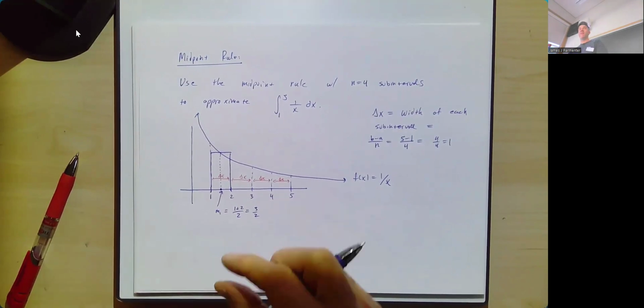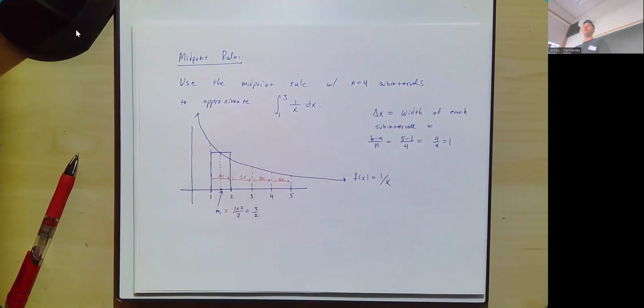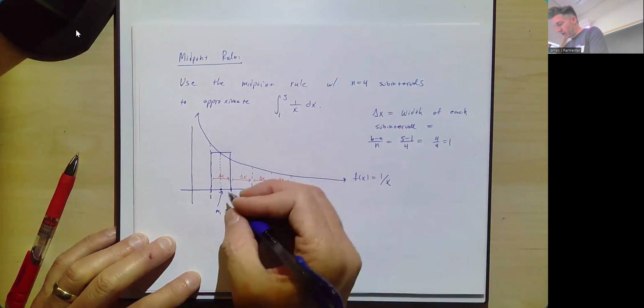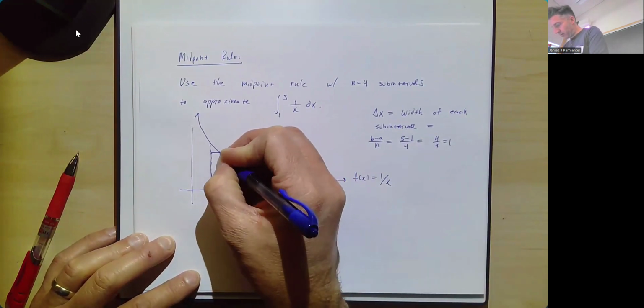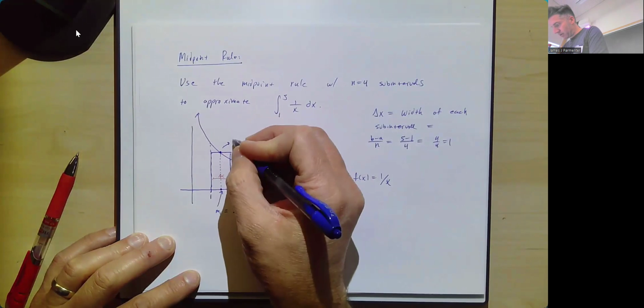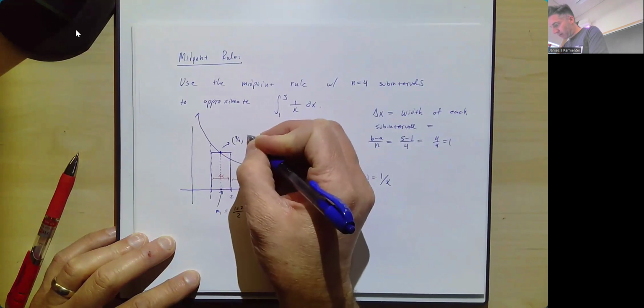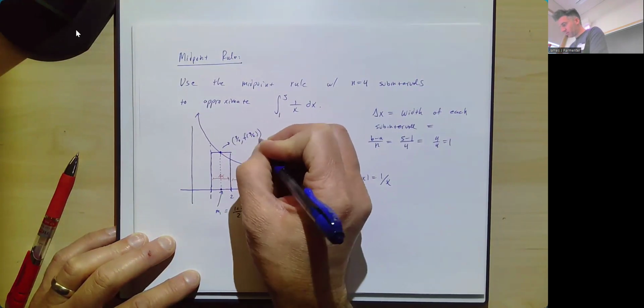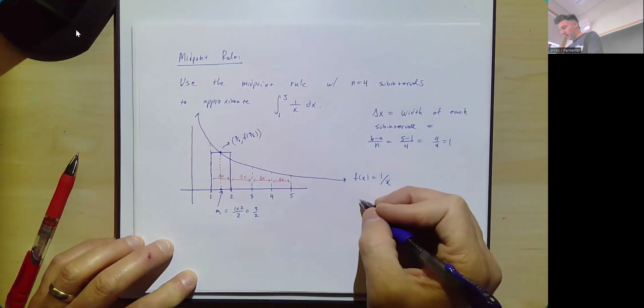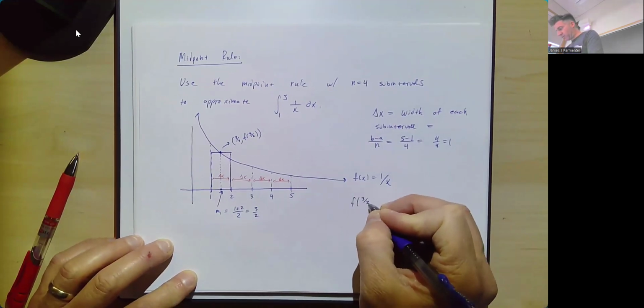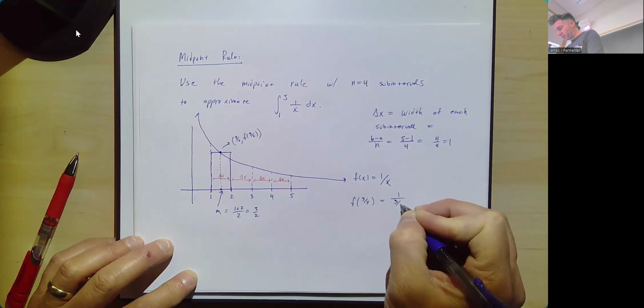And then the height of the function is f of 3/2. We have to plug our midpoint into our function to get the height. So the height here is f of 3/2. And if f of x is 1 over x, then f of 3/2 is 1 over 3/2, which is 2/3.